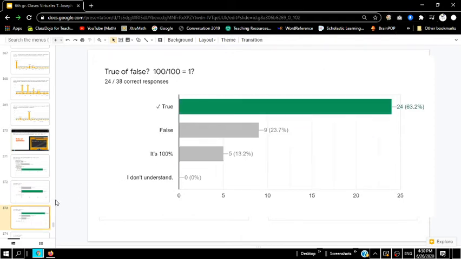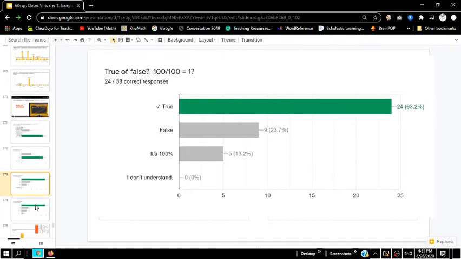Okay. 100 over 100 equals 1. That is true. Okay, it's not equal to 100%. It's not equal to another number. It is 1. Any number over itself equals 1. Mr. Joseph said that many, many times during this year.